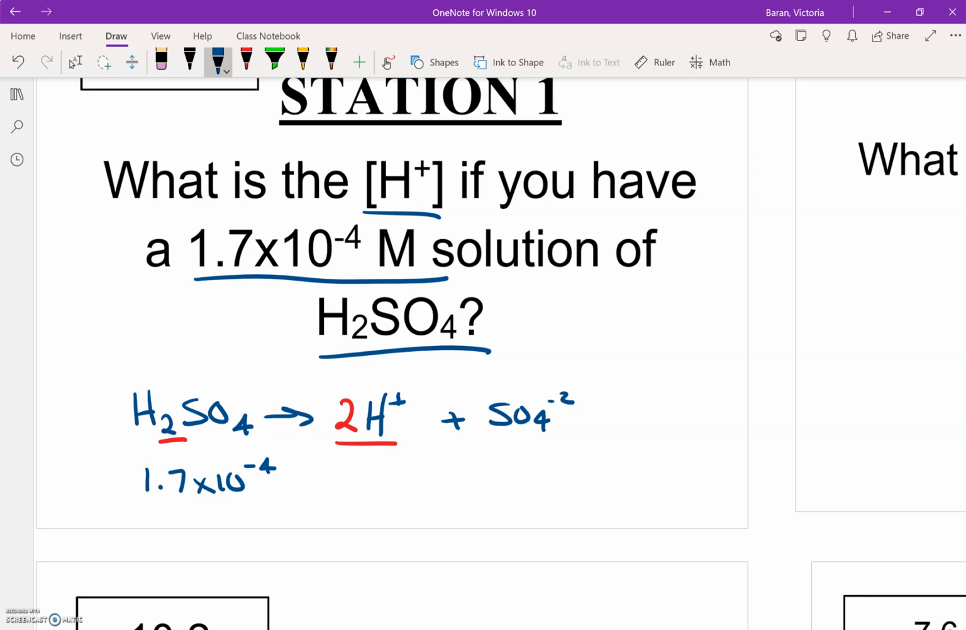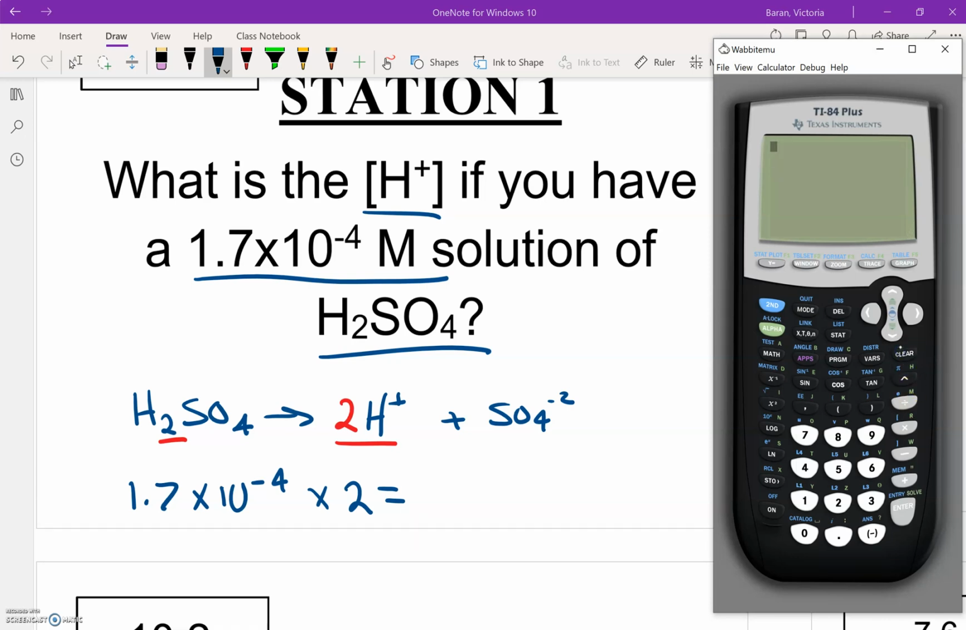So if you have a 1.7 times 10 to the negative fourth molar solution, that's the same thing as saying moles per liter, of that H2SO4, you have to take into account that this is also moles here. So that's why you're going to multiply by 2. That's where it is coming from. So how I would normally show this is I would take that molarity and multiply it by 2.